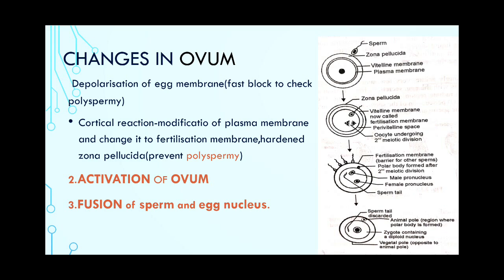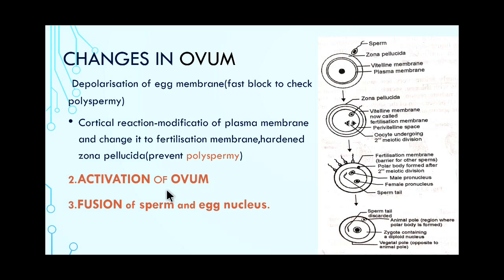The hardening of this is sometimes also known as the zona reaction, where the chemical present is extruded from the egg and acts on the zona pellucida, destroying the sperm receptor, thereby preventing the attachment of any other sperm. The phenomenon by which a single sperm fertilizes an egg is called monospermy, and fertilization of the egg by more than one sperm, or polyspermy, is prevented by the cortical reaction and zona reaction.